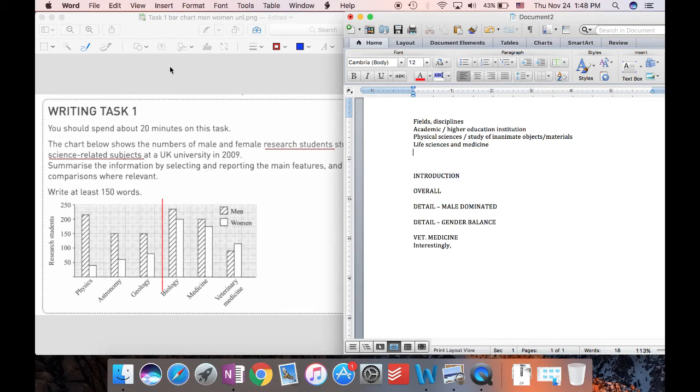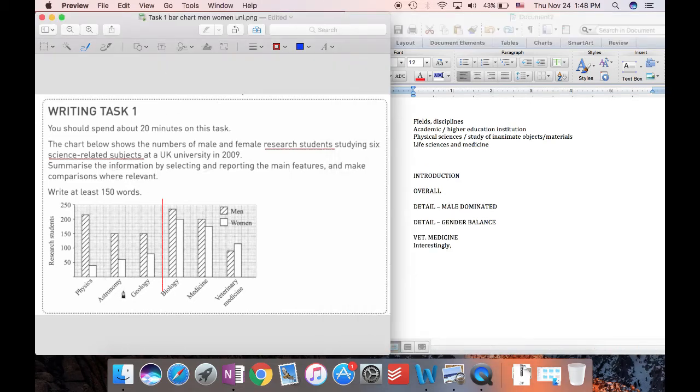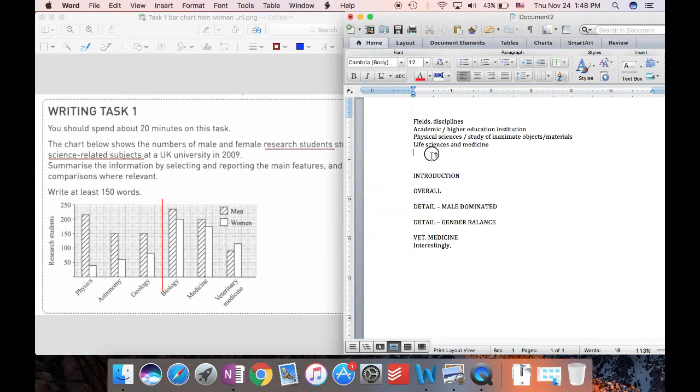Okay. What about male, female? You've got male, female, and you've got men, women around here. You could talk about gender. You could talk about sex, the sex balance, but gender is probably a better word to use in a formal essay like this.